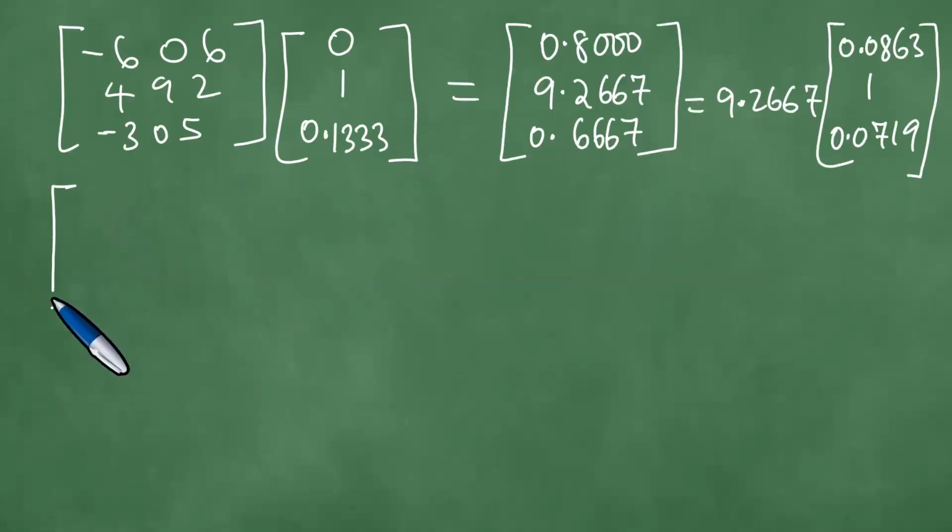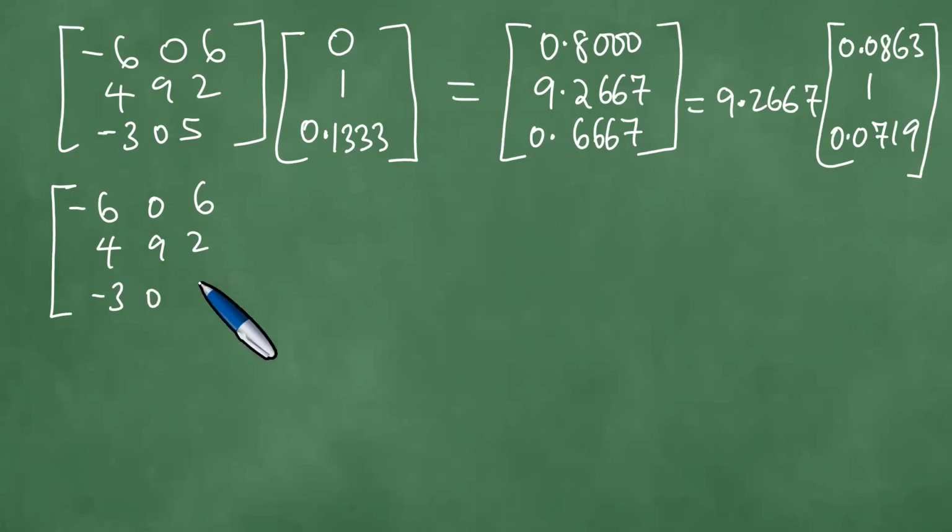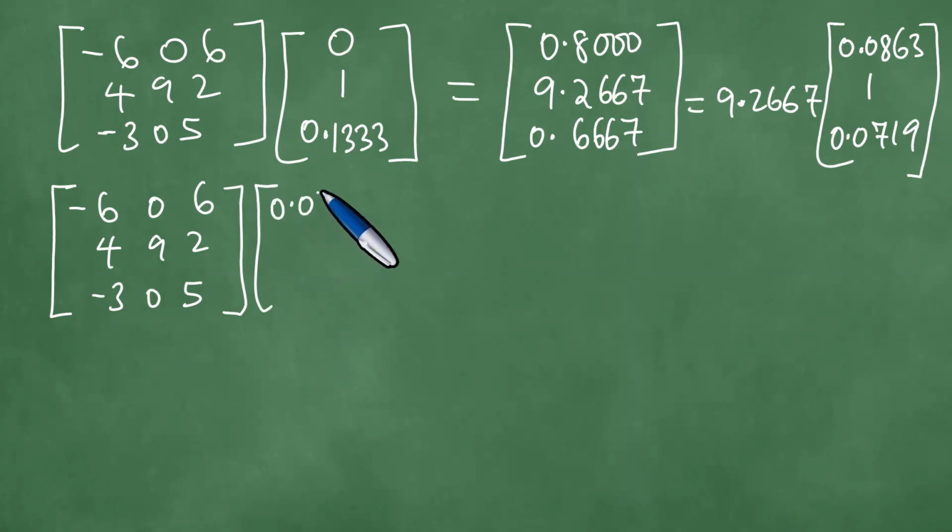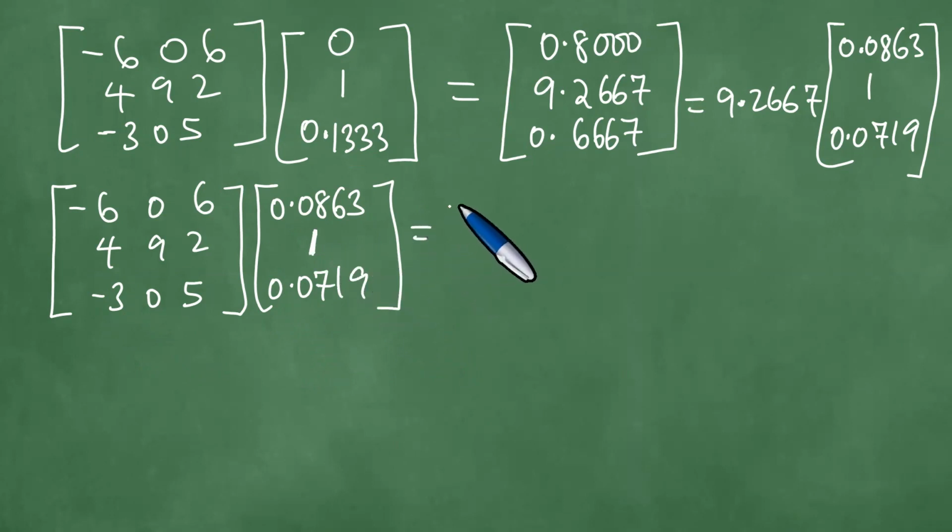Right, during the third time, we take still the matrix A, and then 4 9 2 minus 3 0 5. We multiply by 0.08631, 0.0719. And this, if you multiply this, what do you achieve?